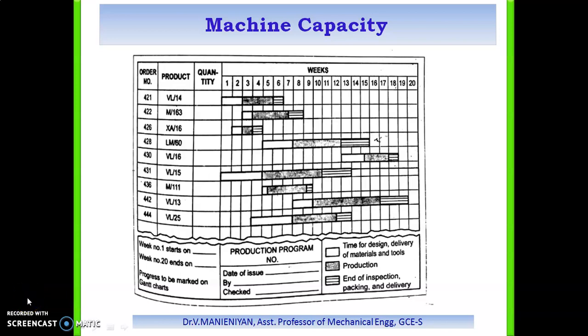Now we have discussed machine capacity. Machine capacity is defined as the output of machines for a specific method of operations. Every management tries to obtain greater output from the machines, and it is possible to utilize the machine fully.